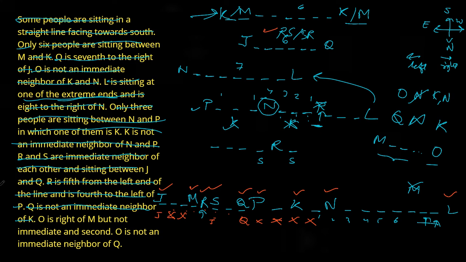Now the information that we have been left with is O. O is to the right of M but not immediate and second. That is fine. O is not an immediate neighbor of Q, so O cannot be here. O is not a neighbor of K and N using this information, so O cannot be here. So these are the places left for O. So now we have formed the arrangement with whatever information we have been given. Now let's jump to the questions.